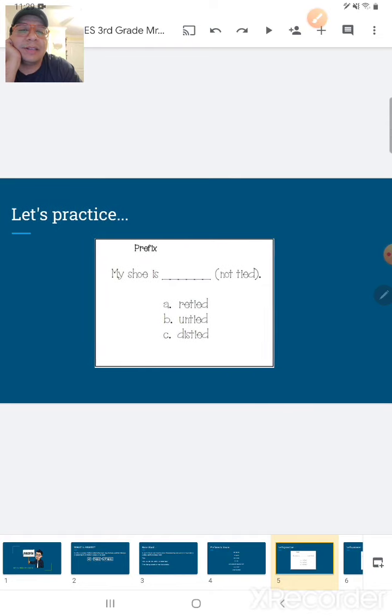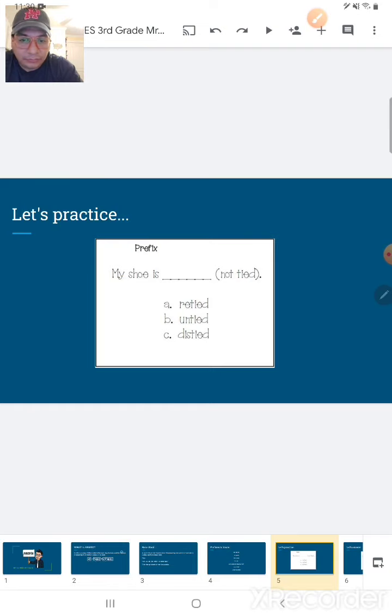They're telling you that it has to do with not tied. In parentheses means not tied. So what does not tied mean? Or the opposite of not. Remember, here as we can see, some of our choices are A, retied, untied, and distied.